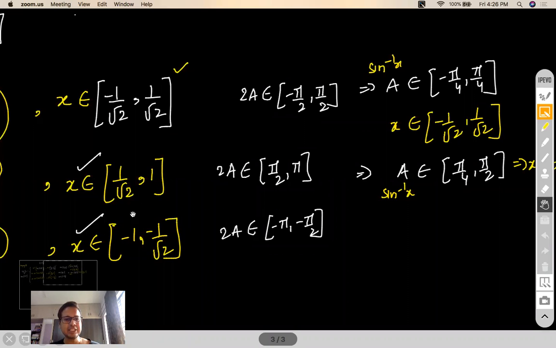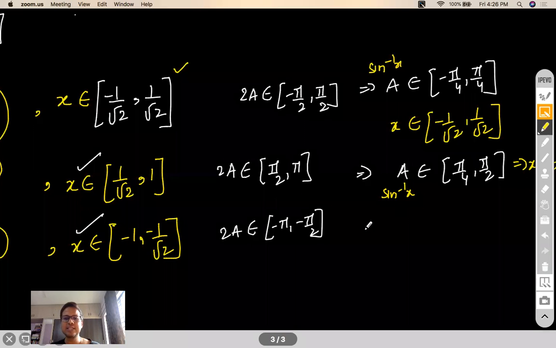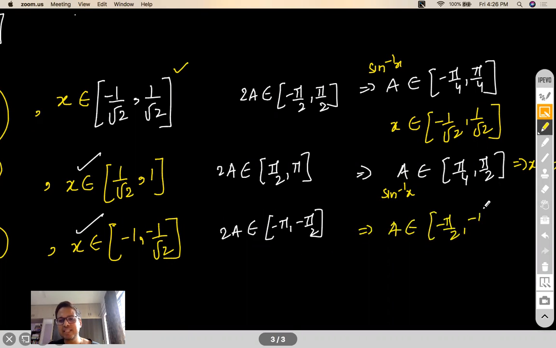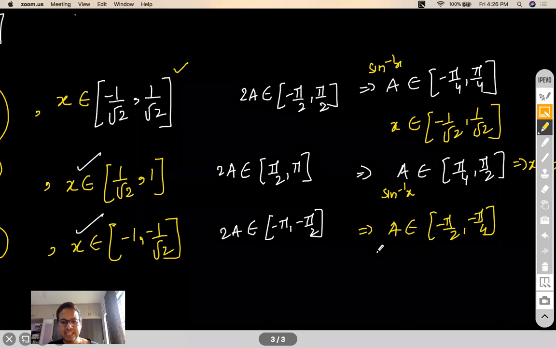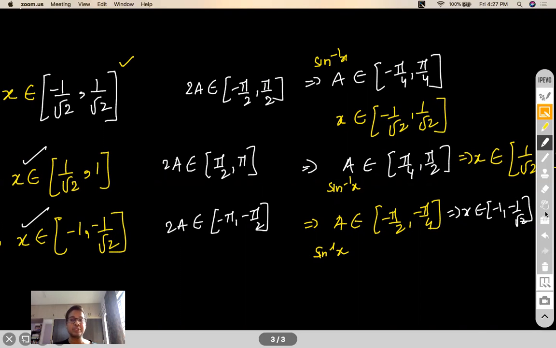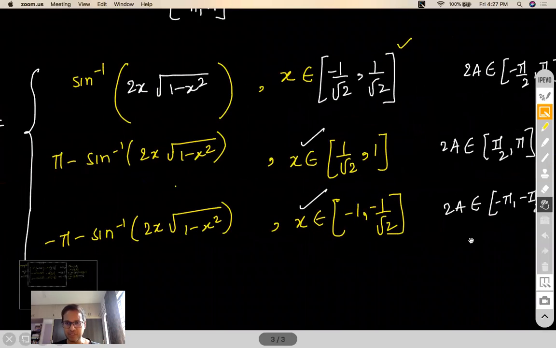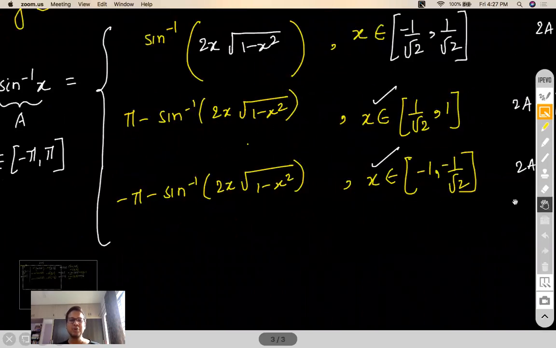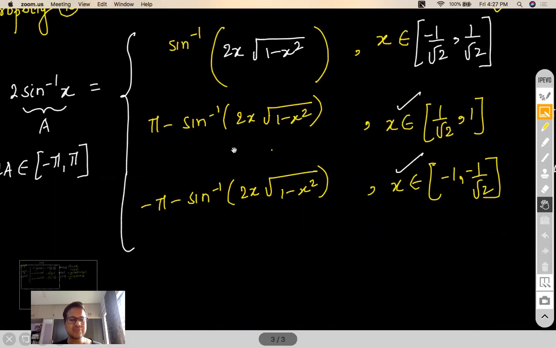Now this tells you the second interval. Similarly, third one, you know that your a will be between minus pi by 2 to minus pi by 4. So sine inverse x is that. So x will be from minus 1 to minus 1 by root 2. So this is how you came to know that there will be 3 parts to the formula. Okay. Now, how do you get the result? See, the result is also very simple.